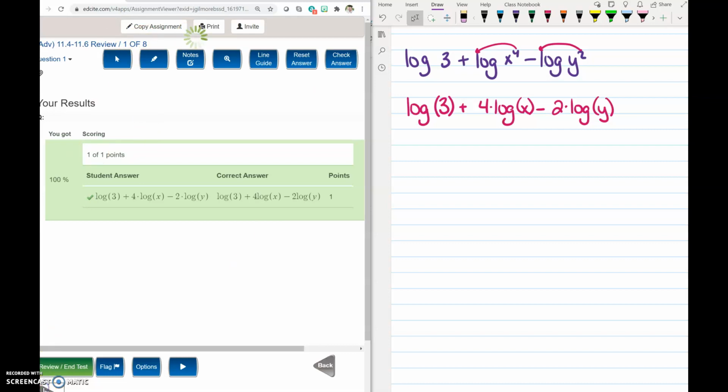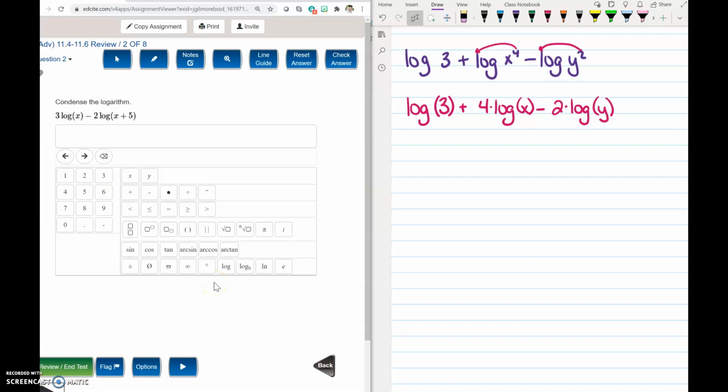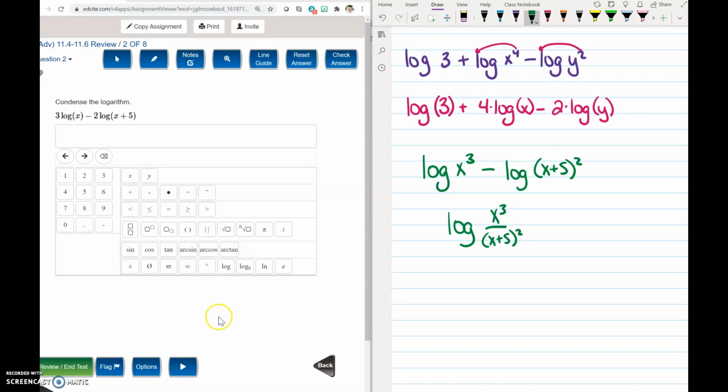All right, next question. Condense the logarithms. This time we're going backwards. So that 3 in front is going to become an exponent on the x, and the 2 in front is going to become an exponent on the x plus 5. Because the x to the 3rd is in a positive log, x to the 3rd is going to be on the top, and x plus 5 squared is going to be on the bottom.